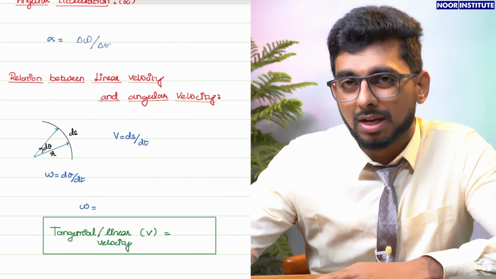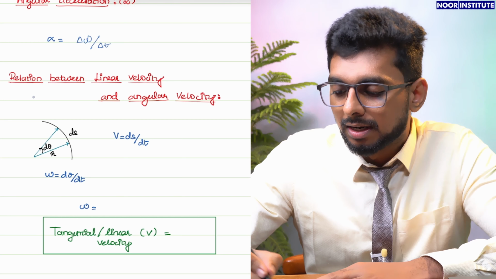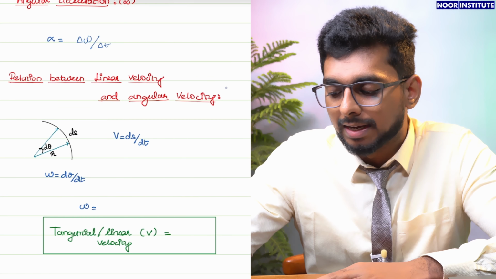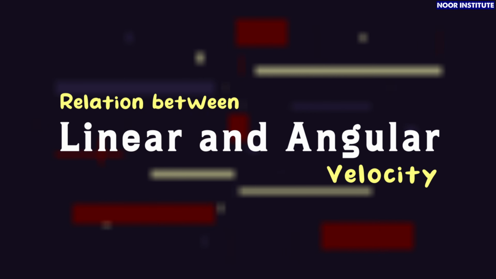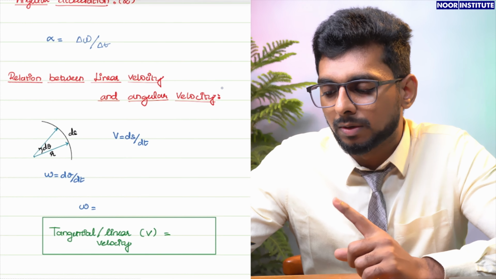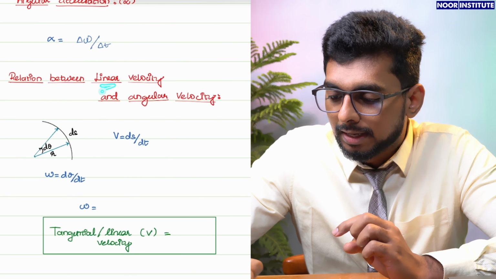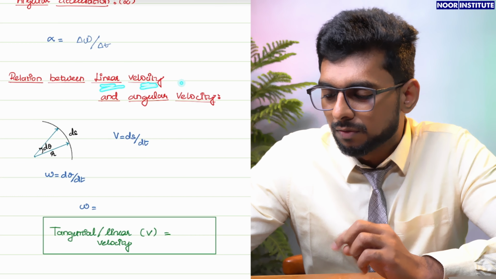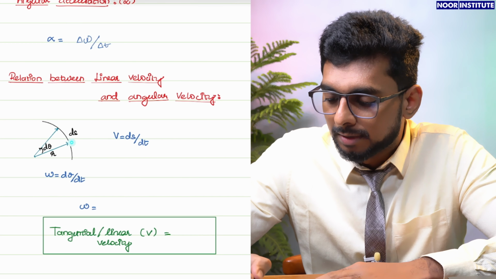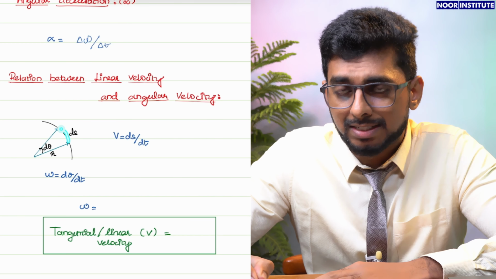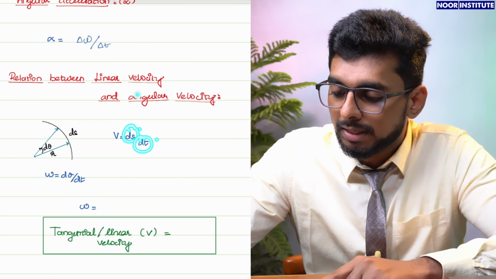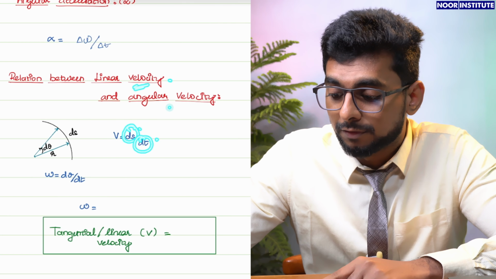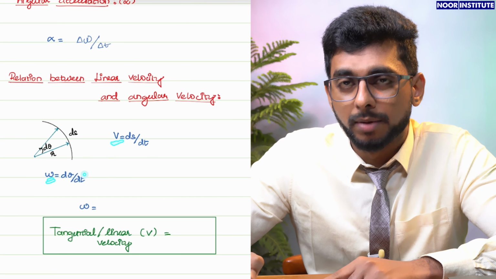We are almost into the last part of the session, which is the relation between linear velocity and angular velocity. Now I'm going to relate the linear and the angular velocity. We know that linear velocity is nothing but the distance that it has traveled along this arc, which is ds divided by dt. That gives me the linear velocity. Now I'll have to relate this v with respect to omega.